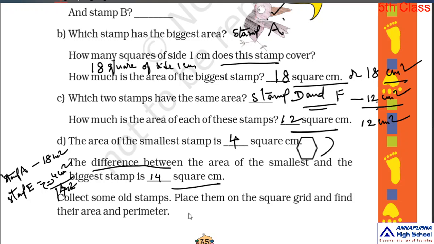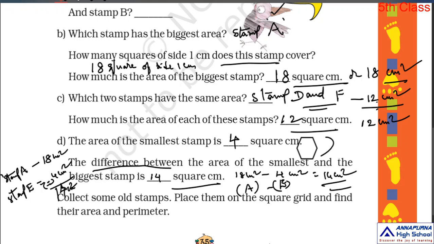square centimeters. Let me explain again. This is 18 square centimeters minus 4 square centimeters. Biggest minus smallest. How much you got? That means stamp A minus stamp E, which is equal to 14 centimeters square.